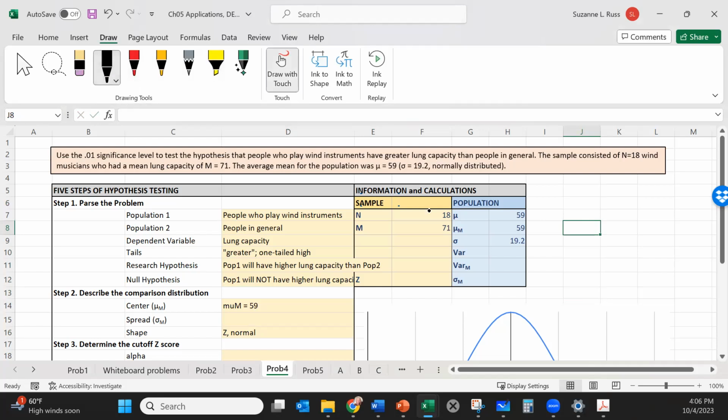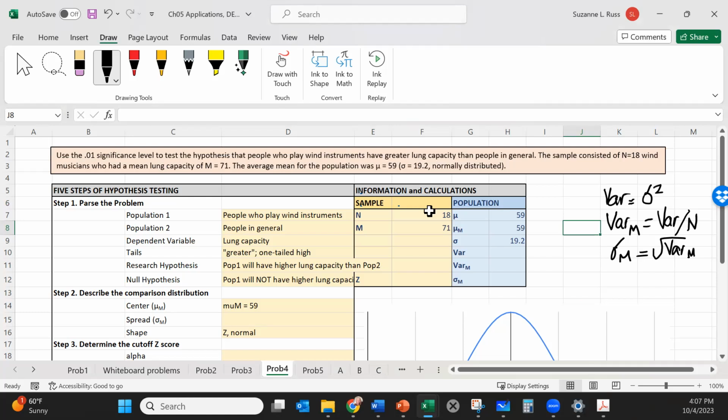We first figure out variance, which equals standard deviation squared. Then we figure out the variance for the distribution of means, that little subtext M there. And that is always going to be variance divided by n, at least so far. That's what it's always going to be, actually. And then standard deviation for the distribution of means, the very last thing, and what we need for spread, is the square root of the variance for the distribution of means.